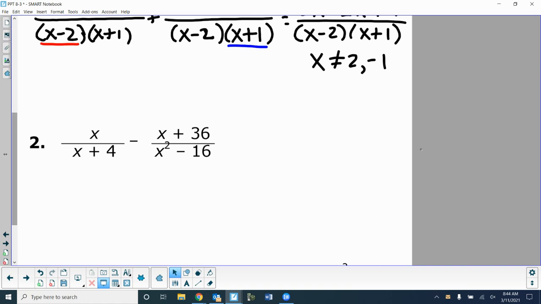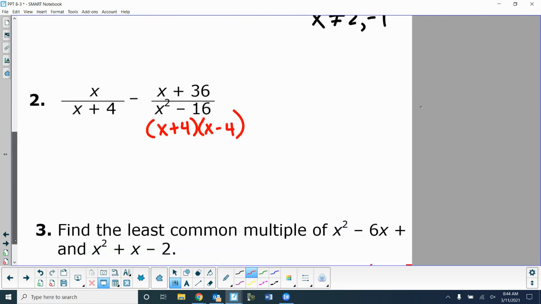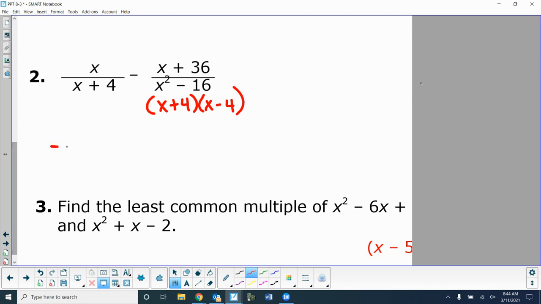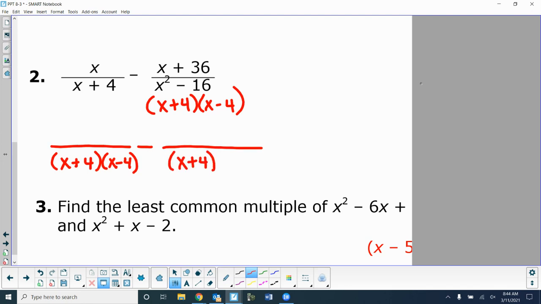Okay, can I factor either of those? Yeah, which one? X squared. Right, which is x plus 4 and x minus 4. Difference of squares, right. Square root of x squared, square root of 16, plus or minus. So, what is my common denominator? What shows up? X plus 4 shows up, and x minus 4 shows up. X plus 4 showed up twice.